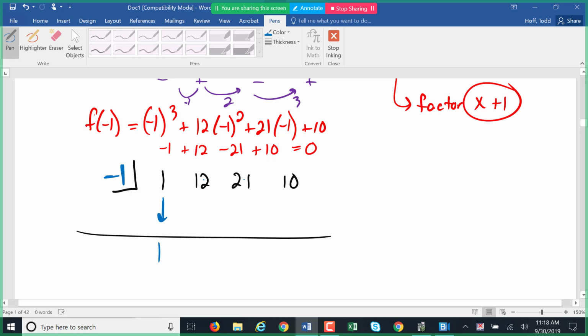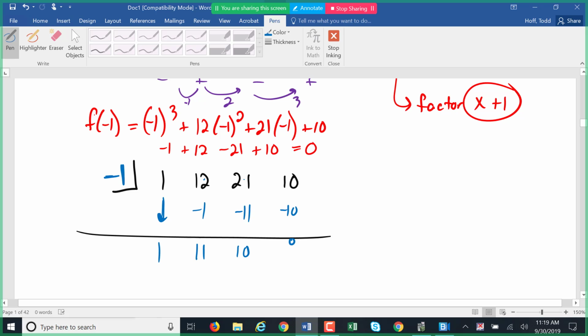I still bring down the 1. 1 times negative 1 is negative 1. 12 plus negative 1 is 11. 11 times negative 1 is negative 11. 21 plus negative 11 is 10. 10 times negative 1 is negative 10, so that's a 0. That's what we needed, that 0 remainder.